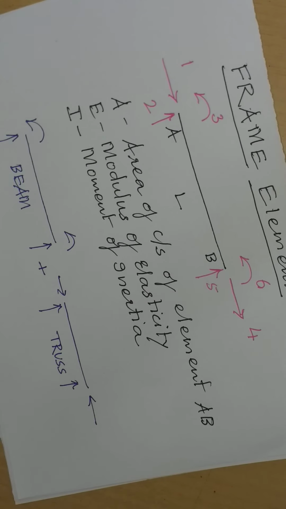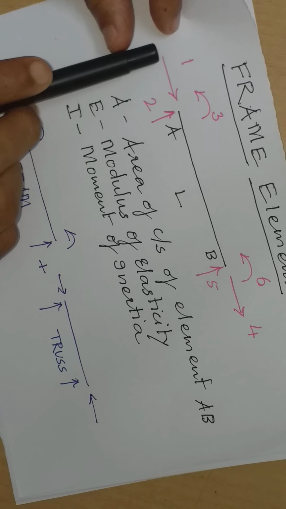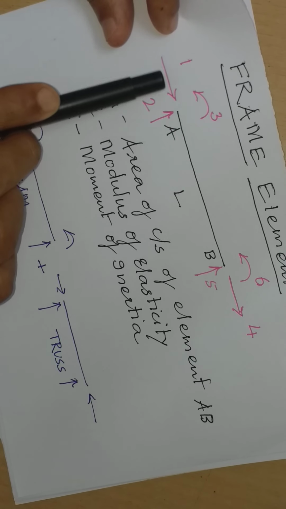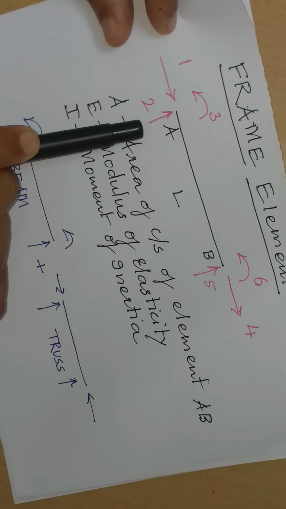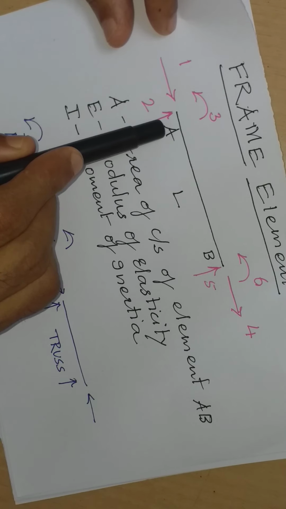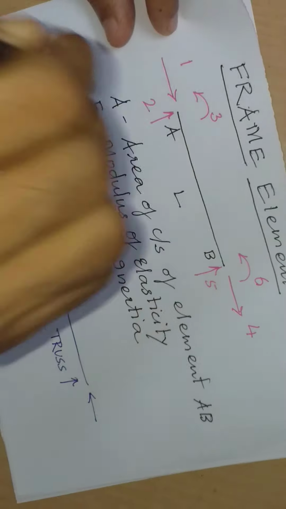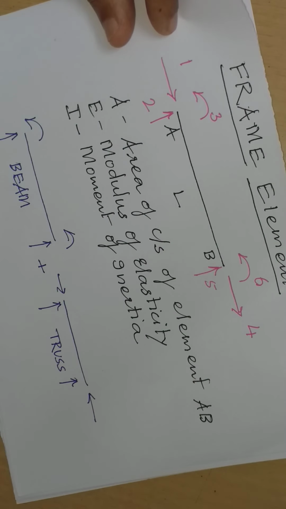So friends, in our last discussion, we have seen how the frame element looks. First is the degree of kinematic indeterminacy, that is the displacement in x direction at the left hand joint. Second is displacement in y direction at the left hand joint. And third is the rotation about z axis. This is my z axis. So rotation about z axis at left hand joint.